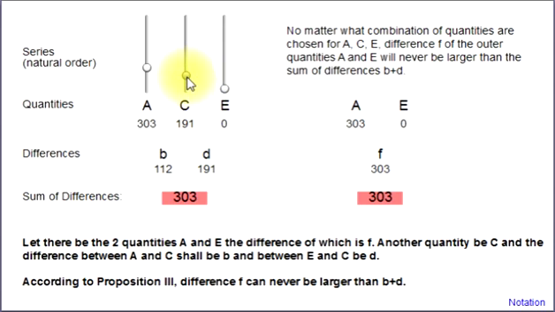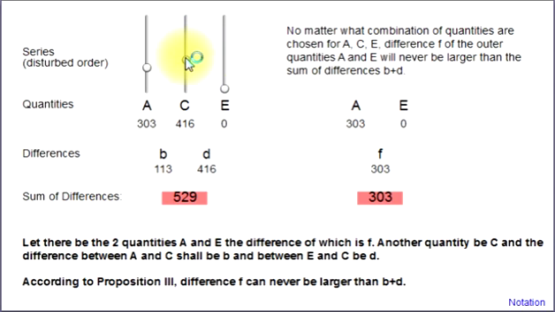So what happens now if I make C larger than the first element? Then you see the series turns from being of natural order into a series of disturbed order. And in the series of disturbed order, as we already found in Proposition 2 and 3, the sum of all differences will always be larger than the difference of the outer quantities A and E.